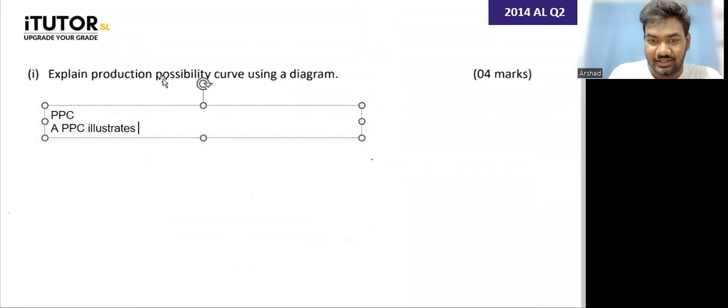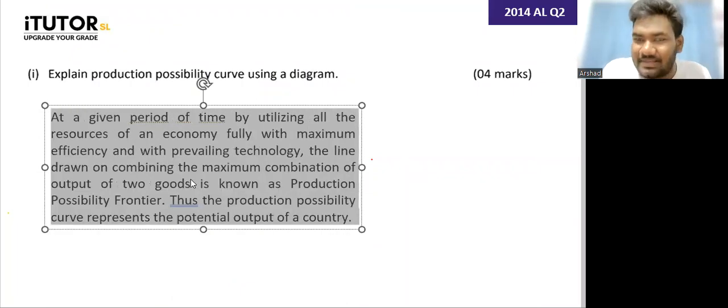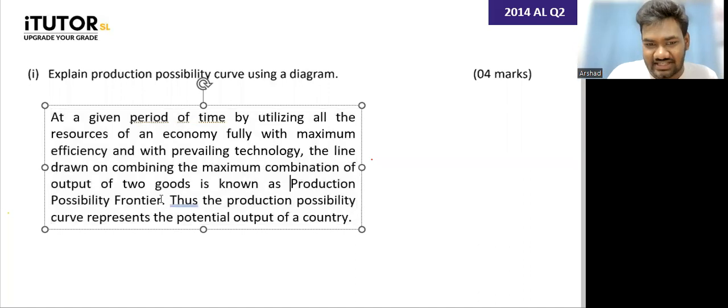These are the main things you can highlight. It illustrates the potential output, correct? Since it's the 2014 one, I'll keep the same thing. So we'll say that a PPC illustrates the maximum possible output combinations of 2 goods an economy can produce when it uses all of its resources. So that is what we have over here.